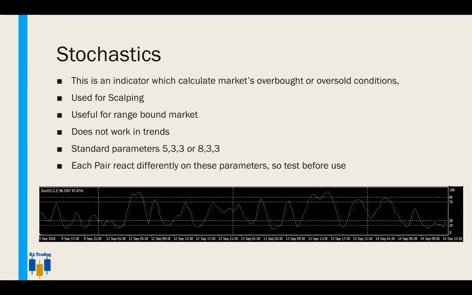But this is only in the range-bound market. So as I said here, it's useful in the range bound market. It will never work in the trending market. So don't try this one in the trending market. The standard parameter, you need to again work out based on whichever currency pair you are trading. You need to try 538 or 838 and see which parameters are reacting to that indicator and just use that one.